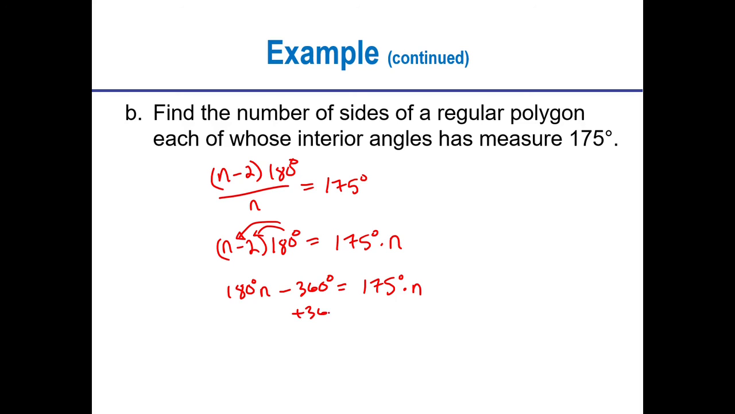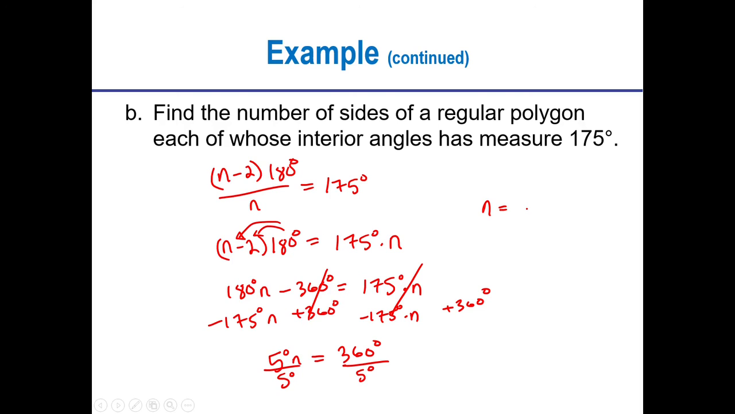We'll add 360 degrees to both sides and subtract 175 degrees times n from both sides. This results in 5 degrees n being equivalent to 360 degrees. Divide both sides by 5 degrees, and n equals 72. So we have a polygon with 72 sides.